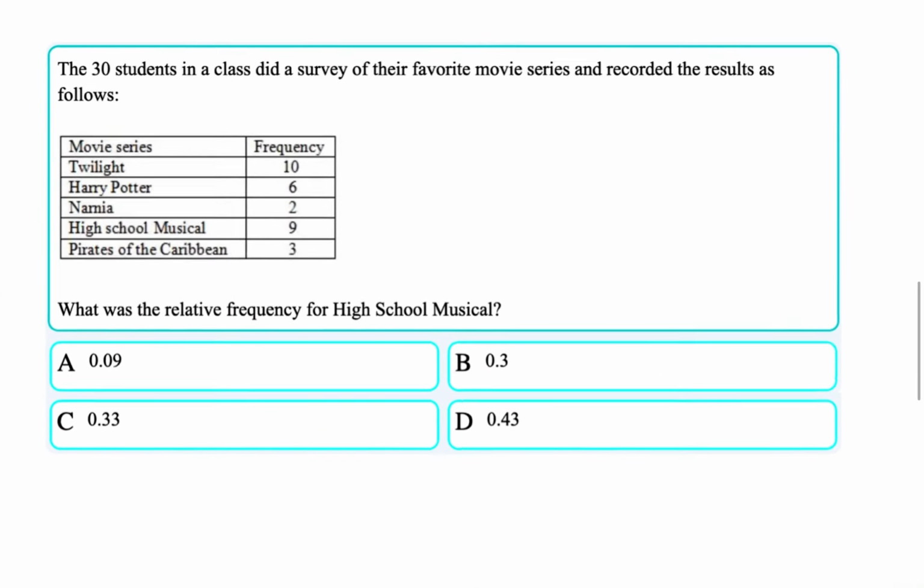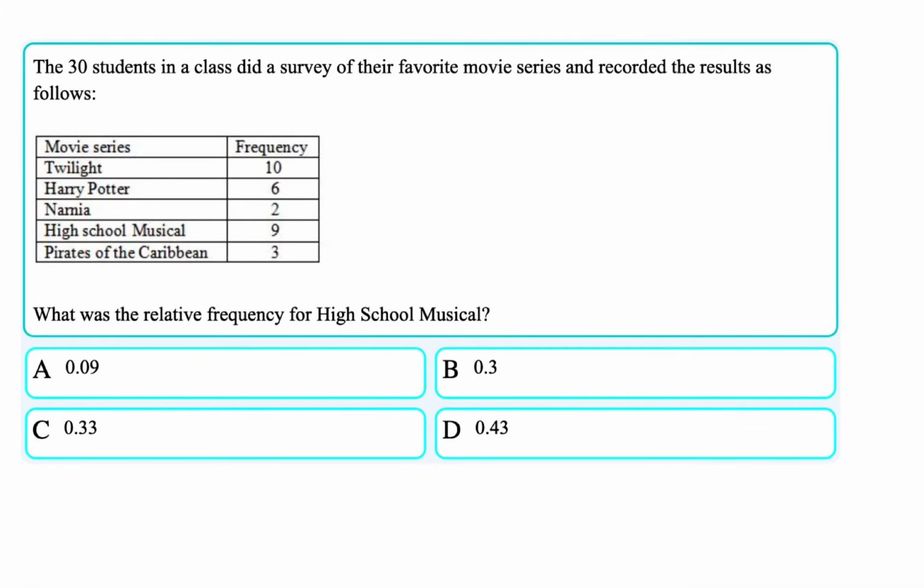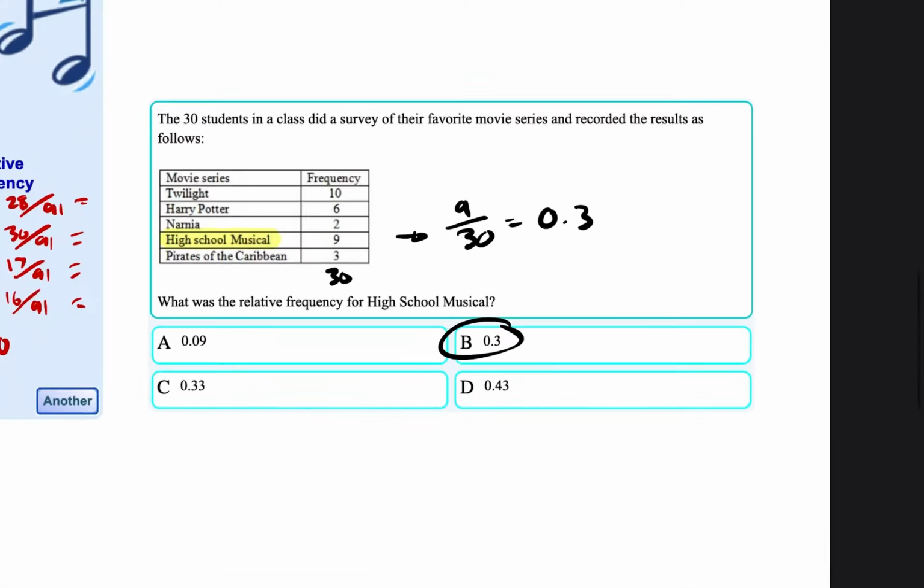Okay, let's have a look at this one. There's 30 students in a class, did a survey of their favourite movie series, and we'll call it the results. So what's the relative frequency of High School Musical? Oh, classic. Well, we'll find the total. So 10 plus 6 is 16, plus 2 is 18, plus 9 is 27, plus 3 is 30. Nice number. Relative frequency of High School Musical is going to be 9 over 30, and as a decimal that's going to equal 0.3. So relative frequency, there we are, B.